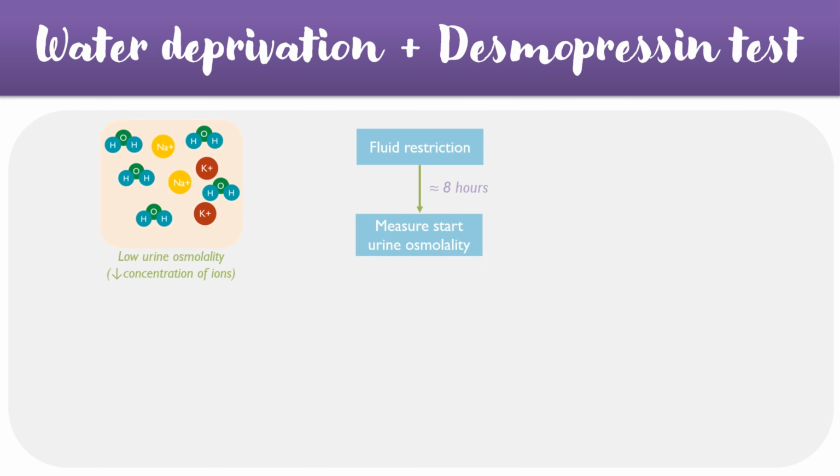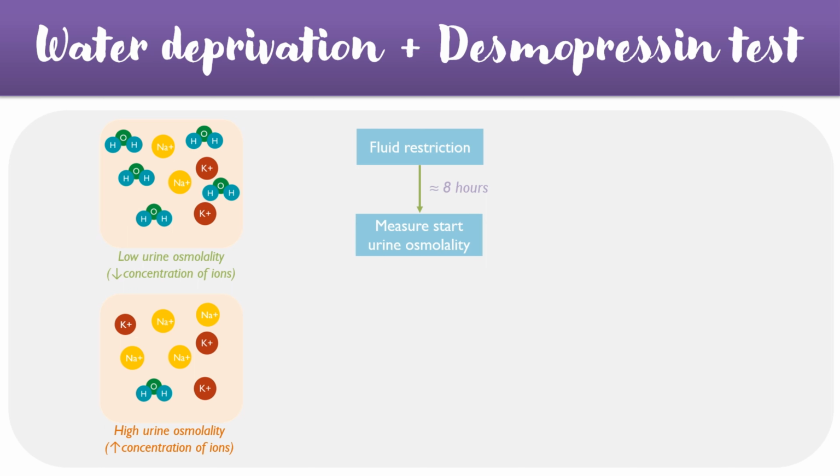The gold standard test for the diagnosis of diabetes insipidus involves two main phases. The first phase involves water deprivation, where the patient's fluid restricted, and then the starting urine osmolality is measured after 8 hours. And just as a quick recap, urine osmolality refers to the concentration of ions within the urine. So for example, in this first diagram, you can see that there's many water molecules present, and this would be deemed a low urine osmolality, compared with the second diagram, where there are more ions present, and this would be deemed a high urine osmolality.